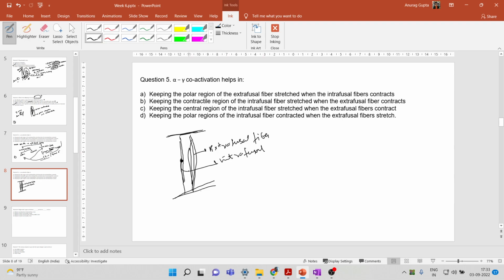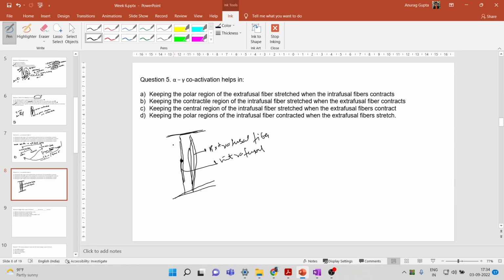So at resting length, what happens is this is slack. This does not have any tension. So when this starts to lengthen, there'll be a point where this does not immediately feel the tension. So from the resting length, there'll be a certain amount of stretching which will not be detected.